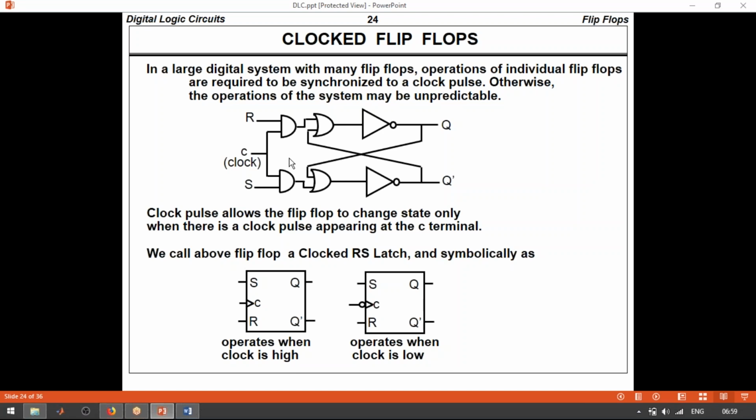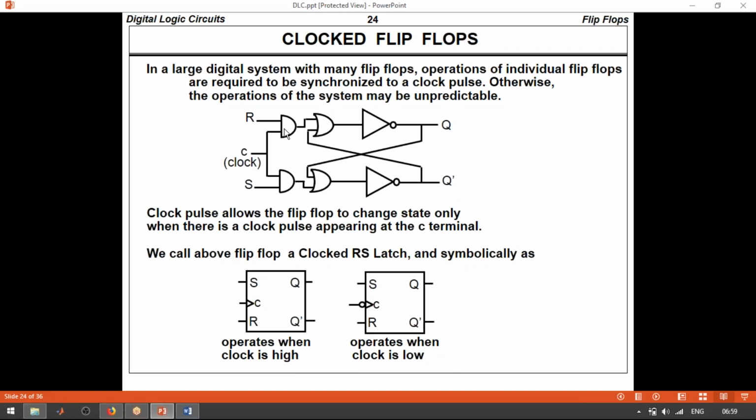One is latches and another one is flip-flops. Latches are level sensitive, and flip-flops are edge sensitive. Level sensitive in the sense they operate on a level, either 0 or 1.